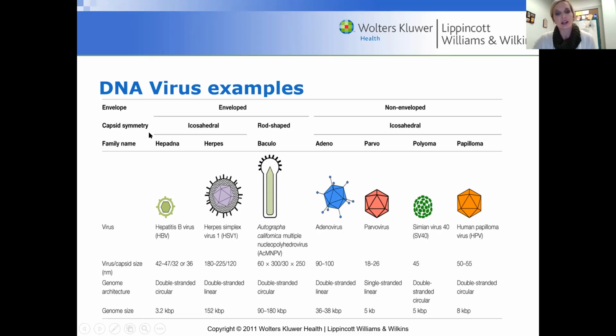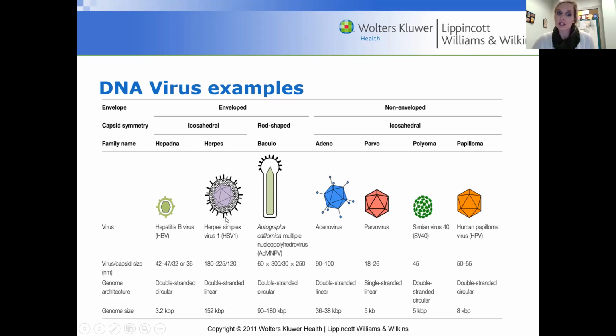So the capsid symmetry can be rod-shaped or icosahedral, just so different in different categories here. And you can see the different shapes down here. And then there are different families that viruses fall into. These are just a couple of examples of viruses that you may have heard of. Hepatitis B has a capsid symmetry that's icosahedral, that particular shape. There's an envelope around that virus, and it falls into this particular family category of viruses.